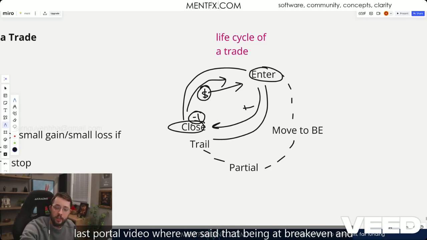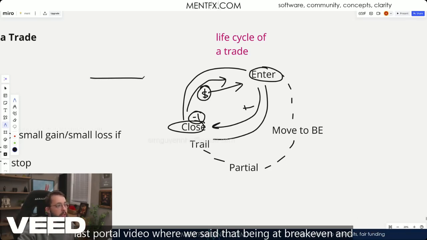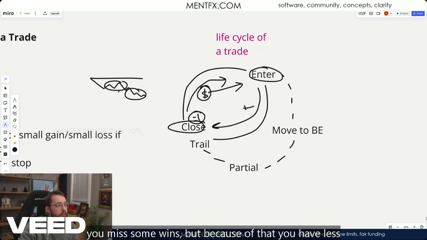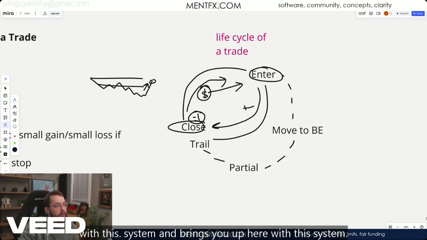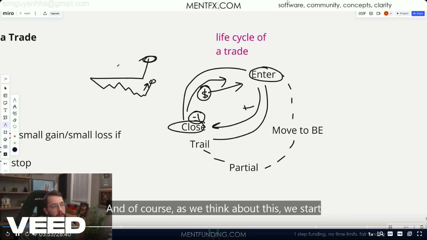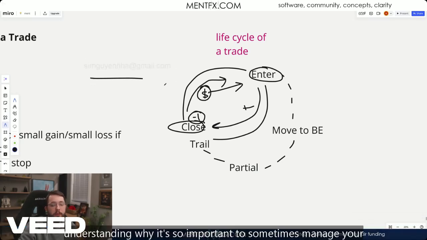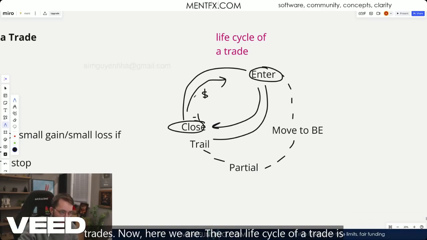Like we spoke about in the last portal video, where we said that being at break even and not taking losses and wins could be better than just taking losses and wins. So you have fewer wins, and you miss some wins, but because of that, you have fewer losses, which means your next win brings you up here with this system and up here with this system. And as we think about this, we start understanding why it's so important to sometimes manage your trades. Now, here we are.